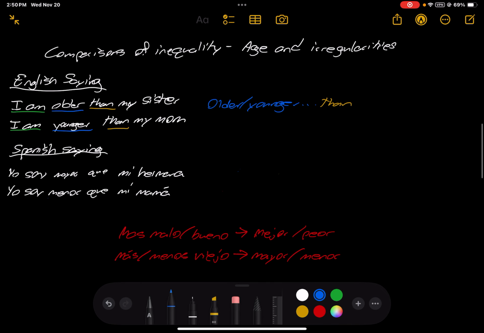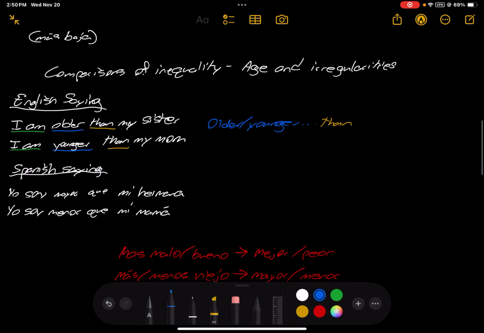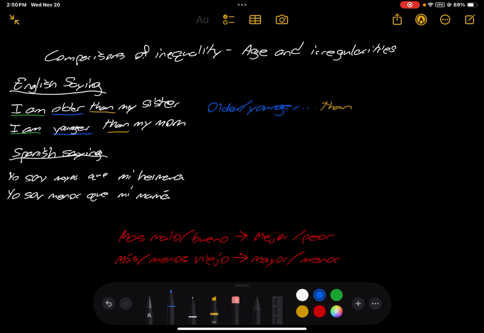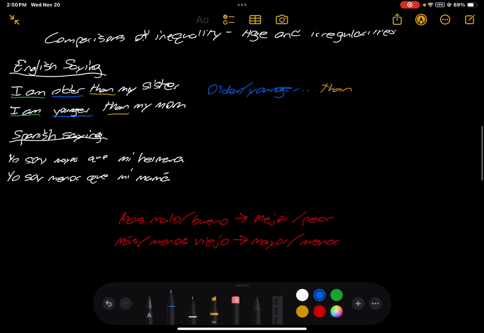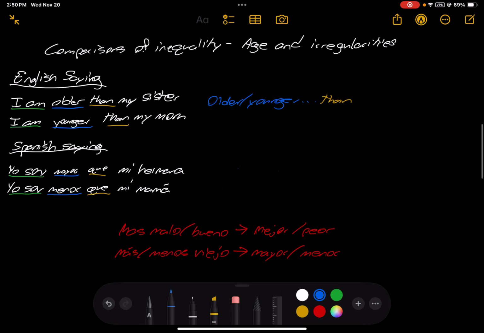En español, aquí es un otro ejemplo de los irregulares. Yo soy mayor que mi hermana y yo soy menor que mi mamá. Here's our conjugation. Here's our comparison. And here's our follower. Mayor y menor are followed by que.